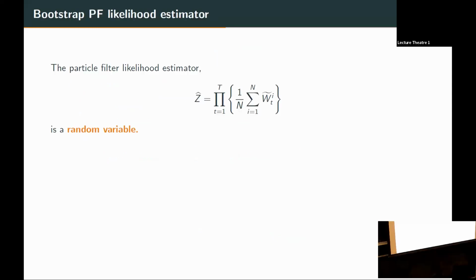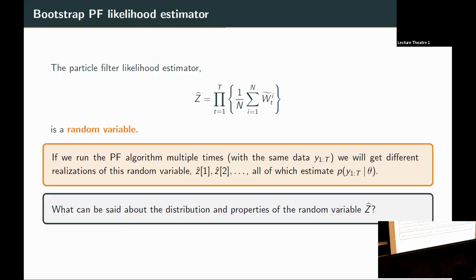Okay, so I said that I want to talk a little bit about the properties of this estimator. The first thing to note is that this estimator is a random variable. And what do I mean by that? Well, essentially, if I run the particle filter multiple times, with the same data, but I just independently apply the particle filter multiple times, I will get different realizations of all the particles and so on, and I will get different realizations of this likelihood estimator. So we can imagine this as drawing samples from some distribution over the likelihood estimator Z hat.